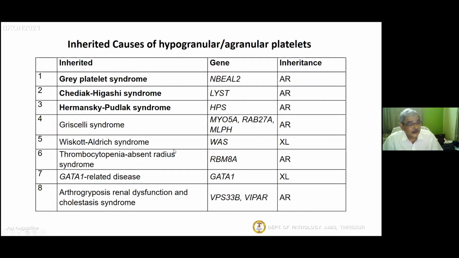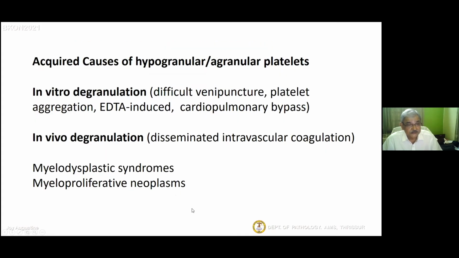And Wiskott-Aldrich syndrome is an X-linked disease. It has, in addition to being agranular platelets, the platelets are generally very, very small. So this point also may be noted.